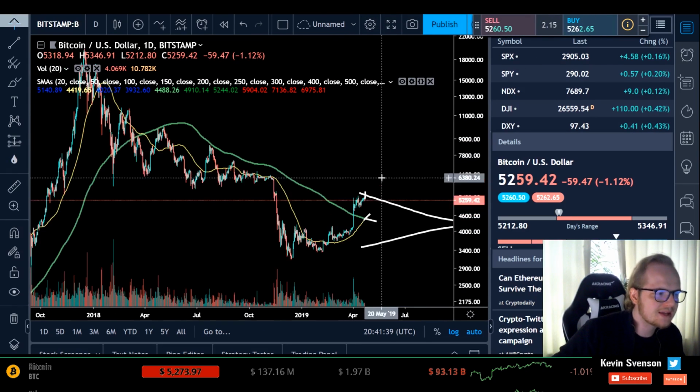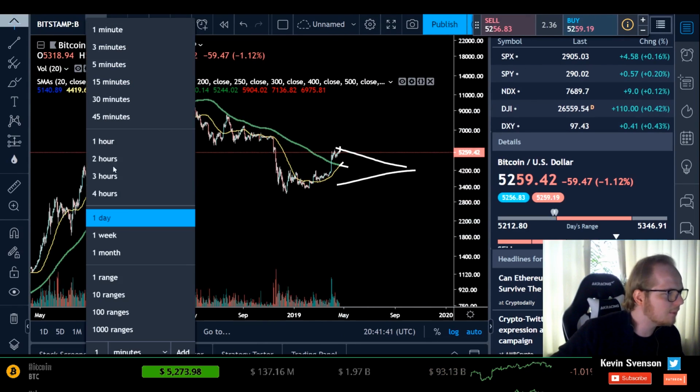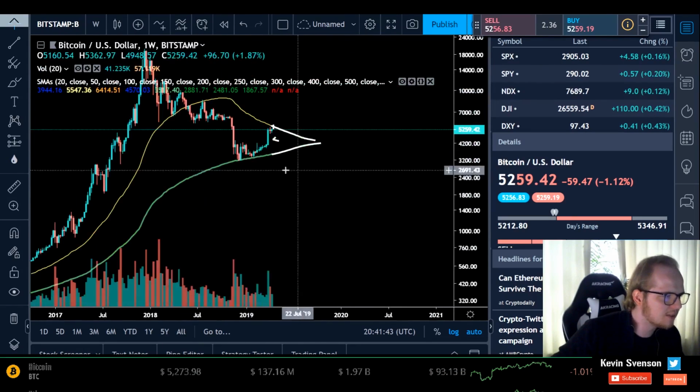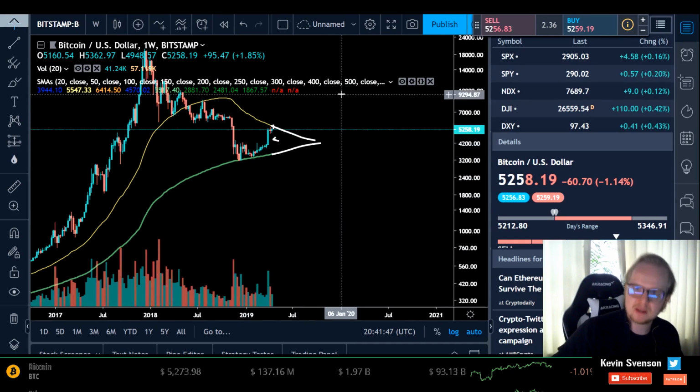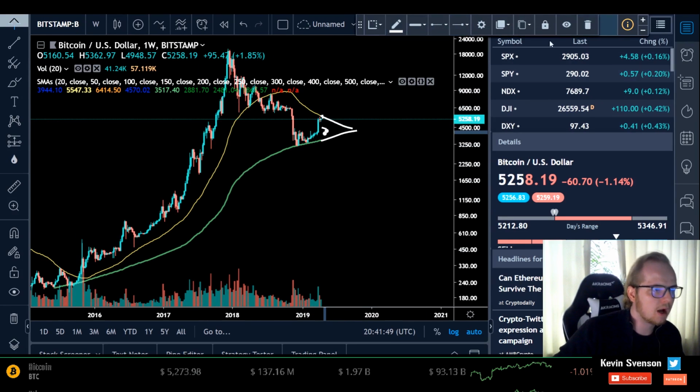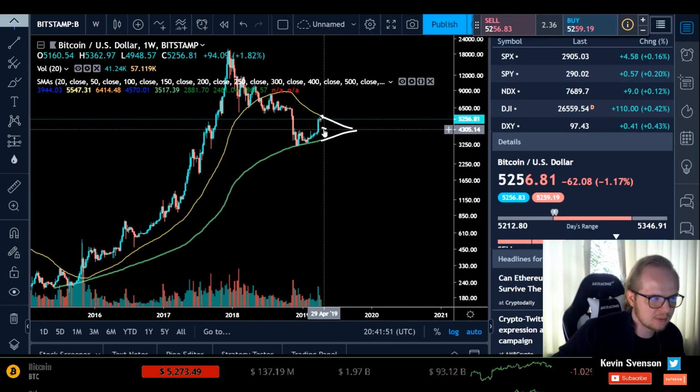But a retest, just holding in between the 200 simple and the 50 simple here on the weekly, and trading into this range before breaking above the 50 and entering the next bull market. Yeah, that's what I think is most likely right now.